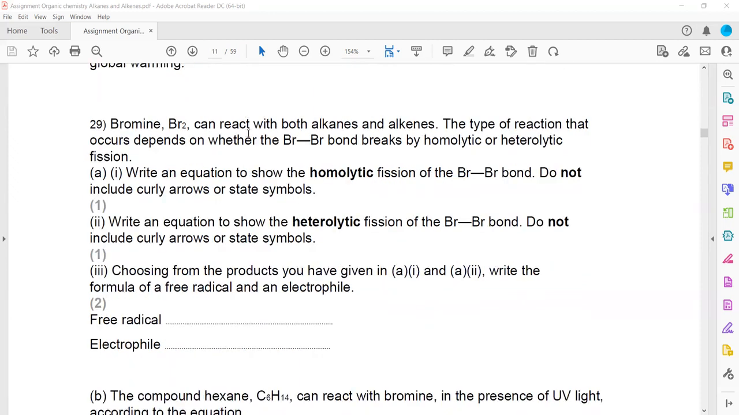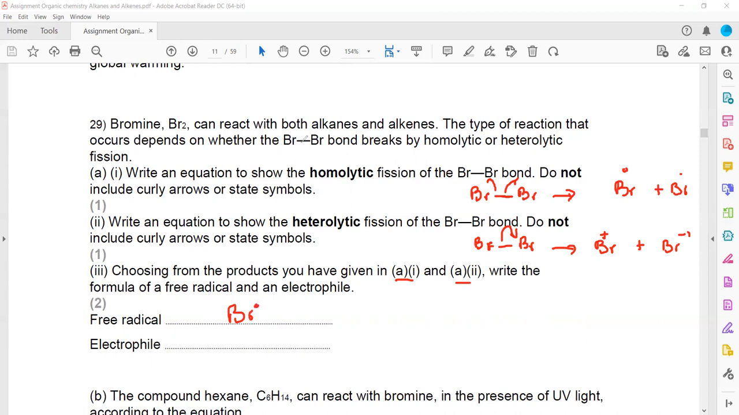Then bromine can undergo homolytic bond breaking. If it's homolytic bond breaking, how do we represent it? We represent it like this, this is a bond, so we represent it by half arrows. As a result, it will be a free radical. And heterolytic means one of the bromine atoms will take both of the electrons. As a result, it will produce a bromine positive and a bromine negative ion. Choose from the products in A1 and A2, write the formula for a free radical. So this is a bromine free radical.